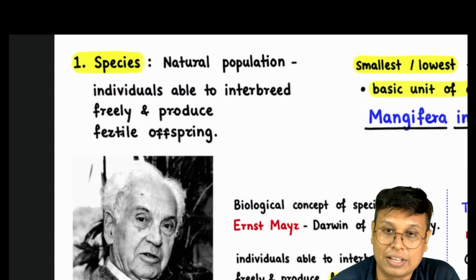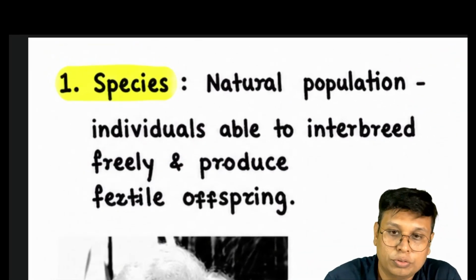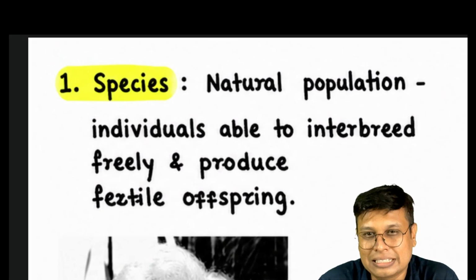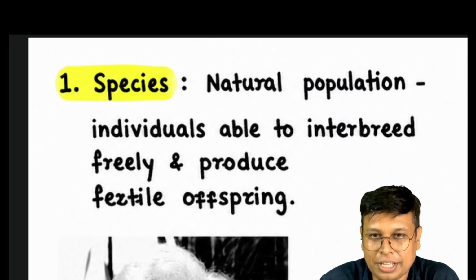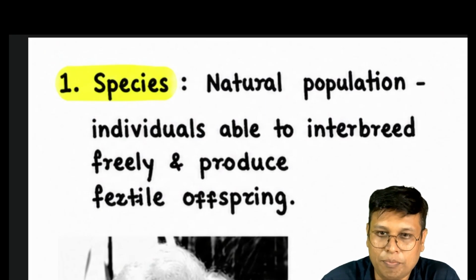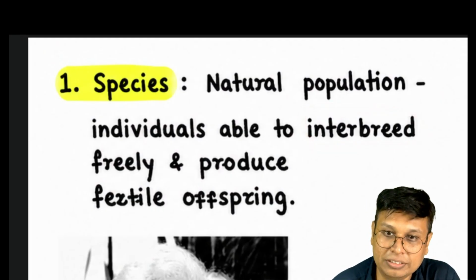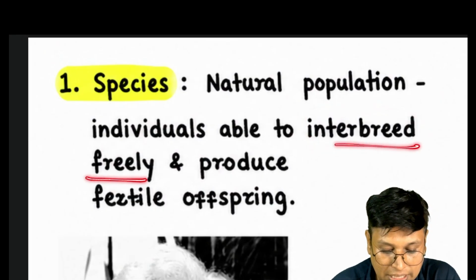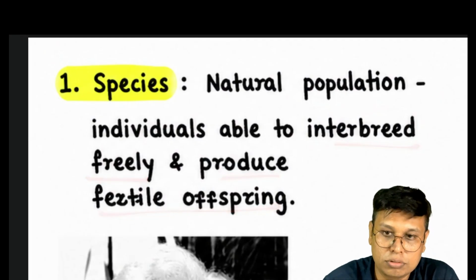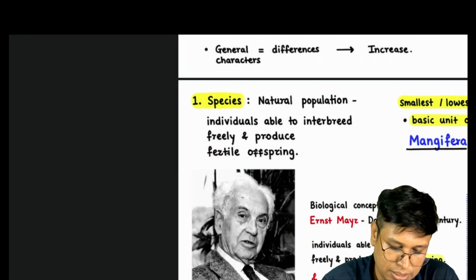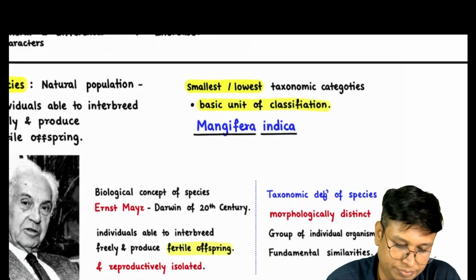Next, first one is species. So what is a species? When you talk about what is a species, this is a natural population of individuals able to interbreed freely and produce fertile offspring. So it is a natural population, interbreed freely and produce fertile offspring. So this is the definition of species. These are the individuals of a natural population.